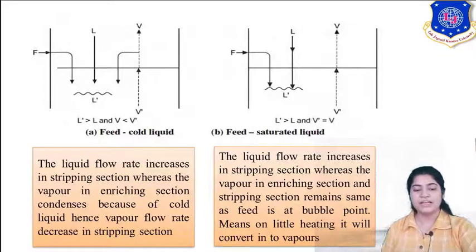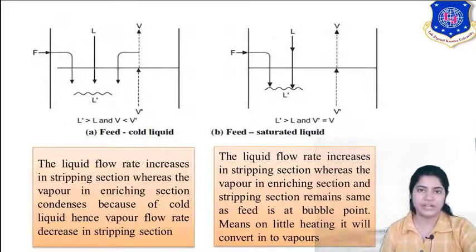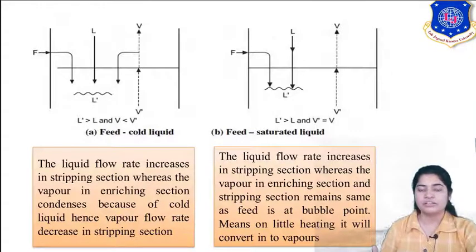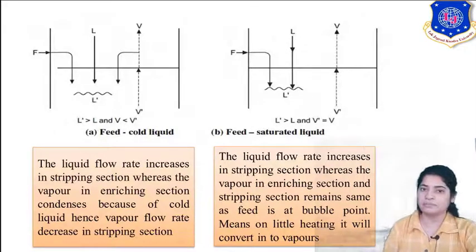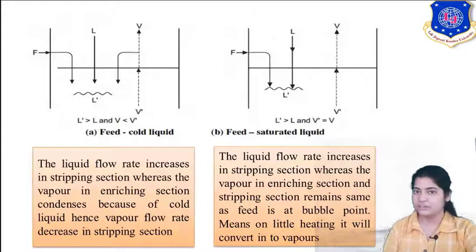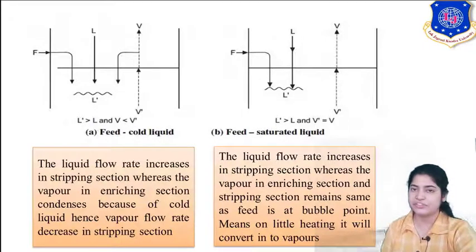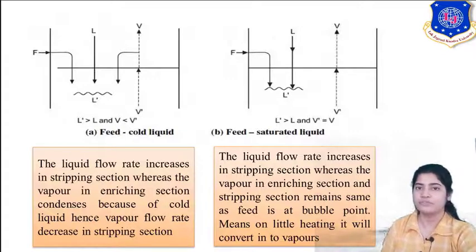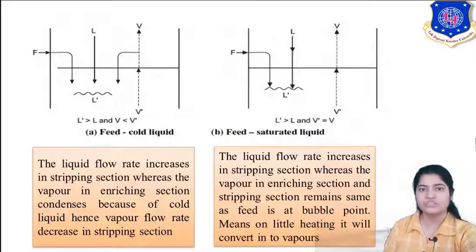Clear? Now the second condition is your saturated liquid. Saturated liquid means it is already at its bubble point. So what will happen here? It is already at bubble point, but here condensation of vapor will not occur. Hence two streams are responsible for liquid flow rate: one is the feed itself which is saturated, second is the liquid coming from the enriching section. Hence L bar, the liquid flow rate in the stripping section, will be more than the liquid flow rate in the enriching section.